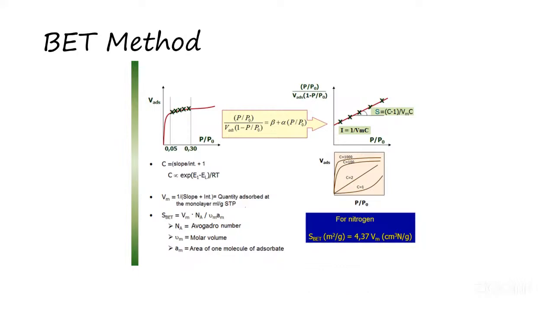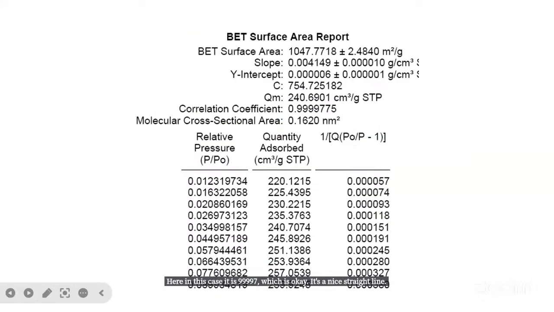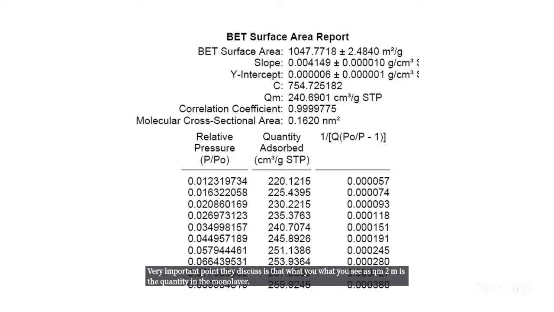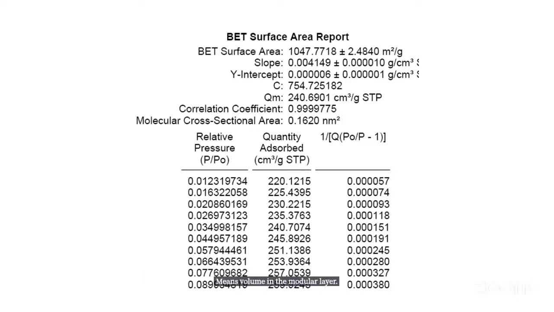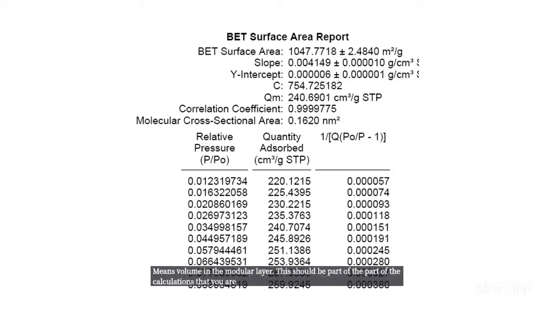Here in this case, it is 0.99997, which is okay. It's a nice straight line. A very important point they discuss is that what you see as QM is the quantity in the monolayer, meaning volume in the monolayer. This should be part of the table that you are taking for calculations.